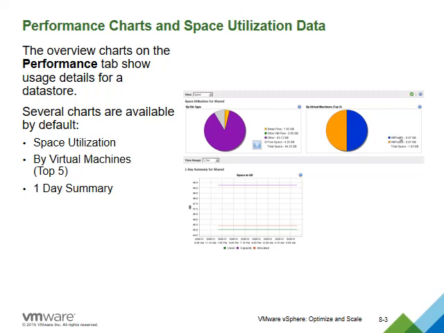Performance charts and space utilization. The overview charts on the Performance tab show the usage details for a datastore, as you can see right here. Several charts are available by default. You can look at space utilization, and you can look at the space utilization by top 5 virtual machines, or you can look at a one-day summary.